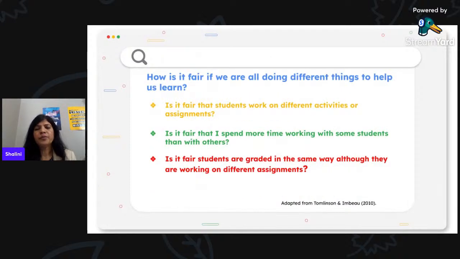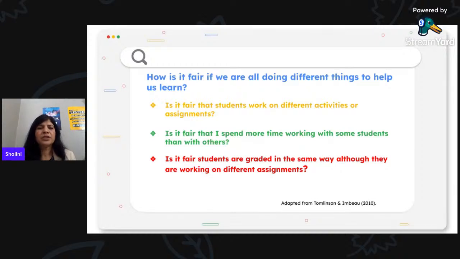We also have to make students understand why we are doing differentiation in the classroom. Sometimes they feel, why is ma'am giving something else to my friend and something else to me? So it is very important that the students, and not only the students, but the parents also understand why differentiation is required and how it helps all the learners or children to learn.